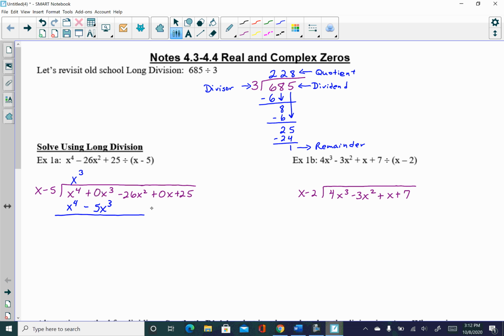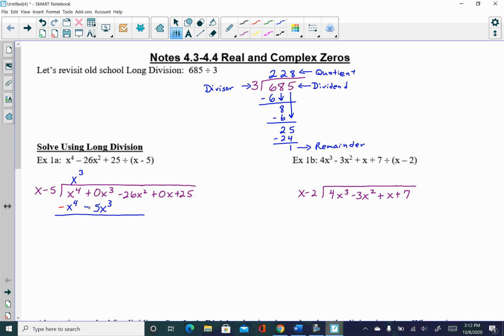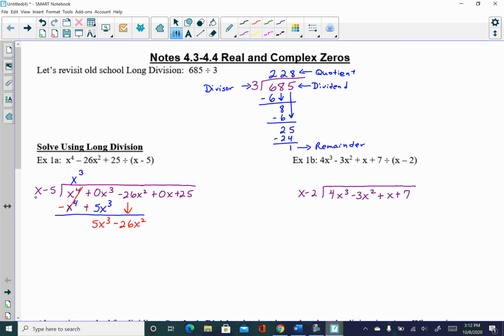Draw your line, change your signs. Let me use a different color to emphasize that. This will turn into a minus and a plus. That first term cancels out now. And now I'm left with 5x cubed. Bring down the next term, minus 26x squared. Now I ask myself, this x is sitting out here in the front, x times what gives me 5x cubed? So essentially there's a 1 in front of this x, so 1 times what gives you 5? So that would have to be a 5. And then you've got 1x, but you need 3, so you're going to have x squared up here.